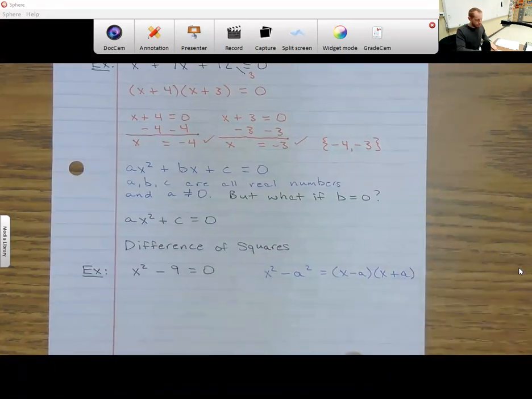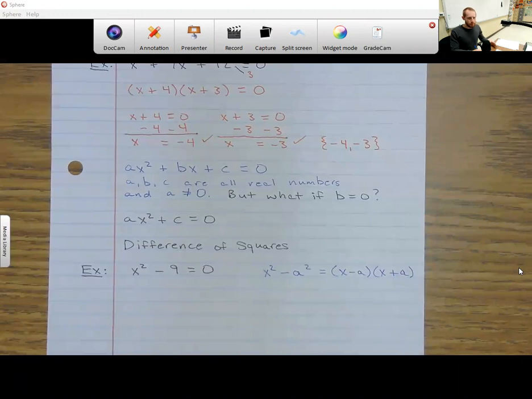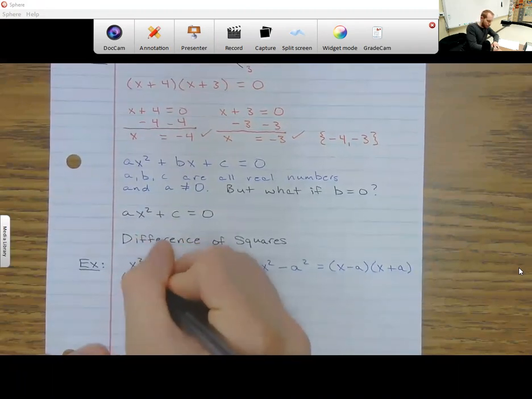If you ever see a square number like 9, we can break that down into square roots, right? So what's the square root of 9? The square root of 9 would just be 3. So this is going to become x minus 3.